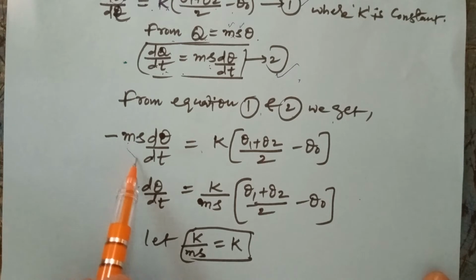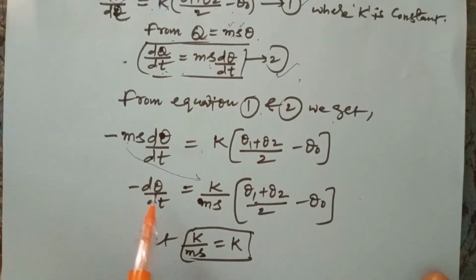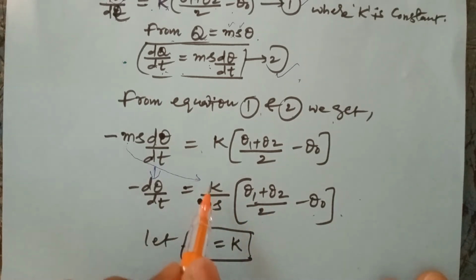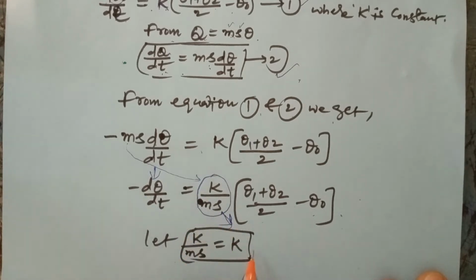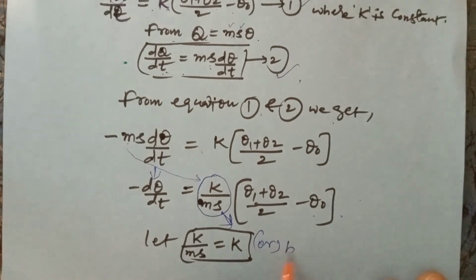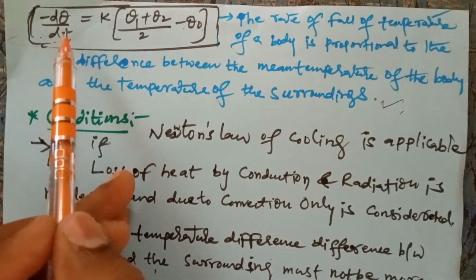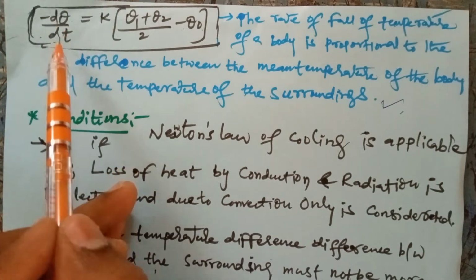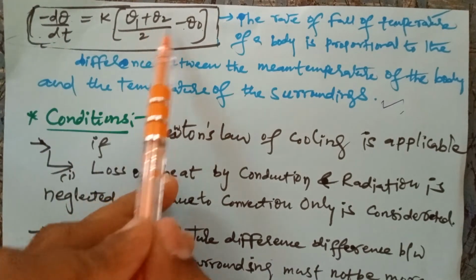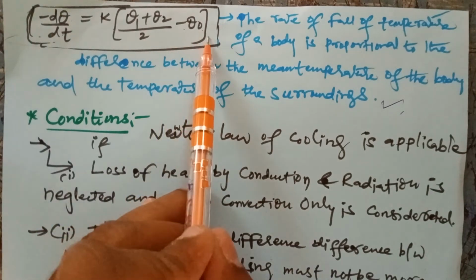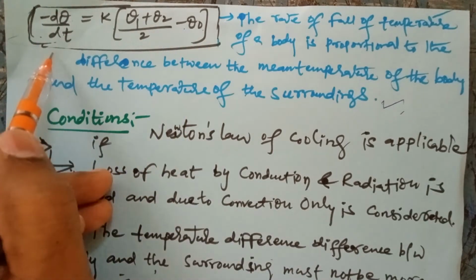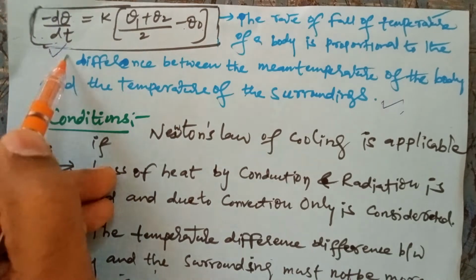Now this term is transposed to the RHS, then we get minus dθ by dt is equal to k by ms into (θ1 plus θ2)/2 minus θ0. Here this total term k by ms is constant; we take it as k or b as you wish. This is the constant term. The remaining concept is minus dθ by dt is equal to k into (θ1 plus θ2)/2 minus θ0. So this is the statement and the explanation of Newton's law of cooling.